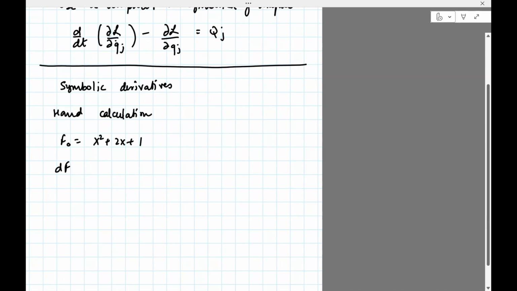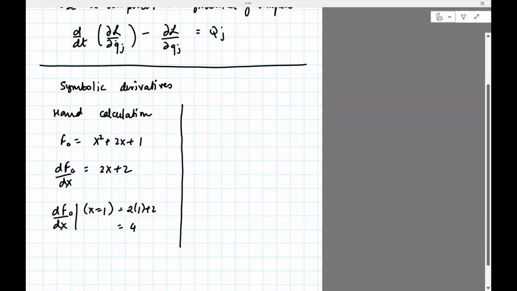If you do it by hand, you just do df/dx, which is 2x plus 2. And then if you want to compute df/dx at some point, let's say x equals 1, you will write it maybe like this: that's equal to 2 times 1 plus 2, which is 4. Okay, so that's pretty simple, right? How would you do this with Python?